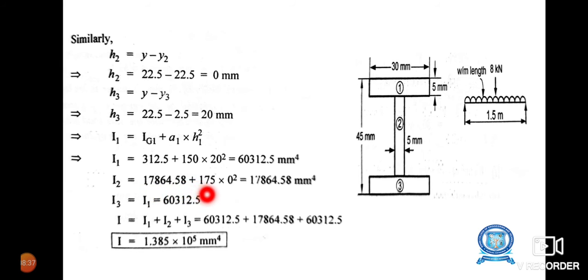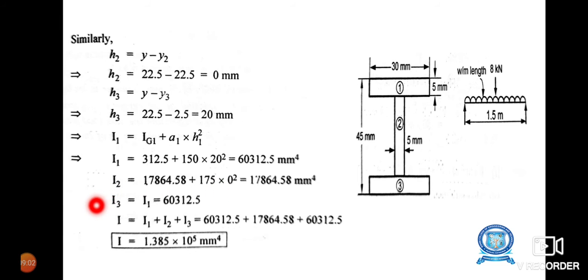So 17,864.58 plus 175 into the value of H2, which is 0. We apply the 0, so that term will be 0. We got the answer of 17,864.58 mm power 4. Next, I3 is equal to the same as I1, 60,312.5. That is the value of I1, I2, I3.